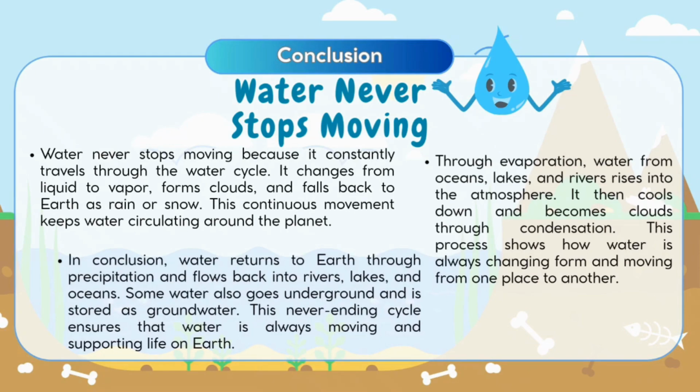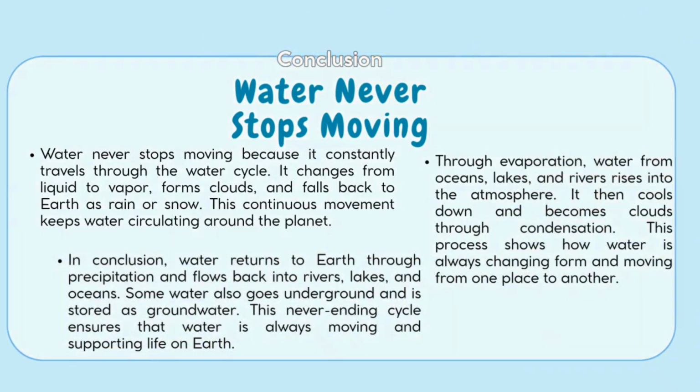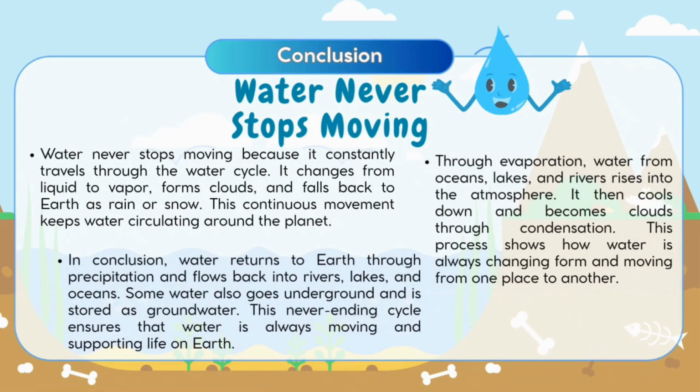Through evaporation, water from oceans, lakes, and rivers rises into the atmosphere. It then cools down and becomes clouds through condensation. This process shows how water is always changing form and moving from one place to another. In conclusion, water returns to Earth through precipitation and flows back into rivers, lakes, and oceans. Some water also goes underground and is stored as groundwater. This never-ending cycle ensures that water is always moving and supporting life on Earth.